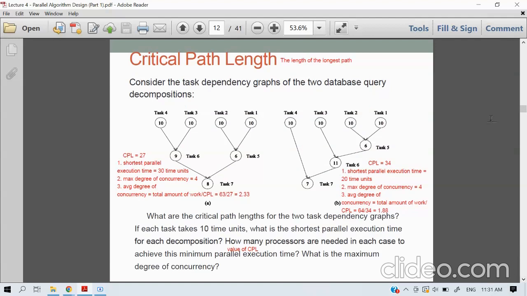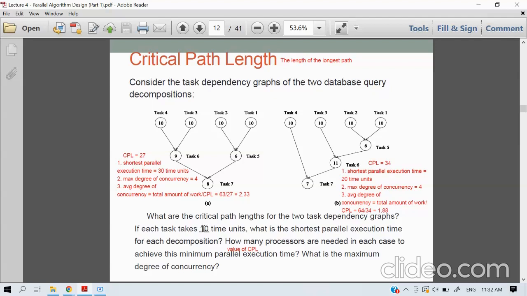So let's look at the example on how to find the critical path length, the maximum degree of concurrency, the average degree, and so on. We have two graphs here. Let's look at graph A. We have 7 tasks, right? It is represented with a task dependency graph, which has nodes and also edges.